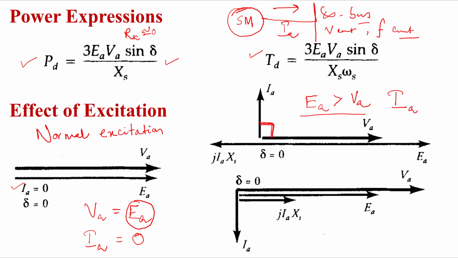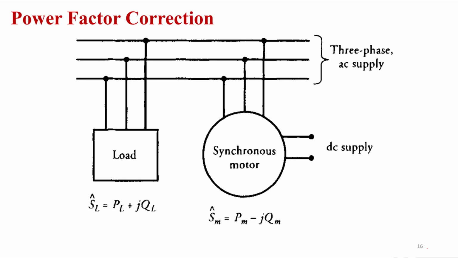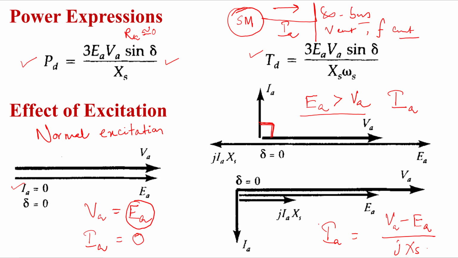If we write the equation, your IA is equal to VA minus EA divided by jXS, right? Okay, this is the equation. Now from this equation, we can find that IA will be leading VA. Let us say VA is the reference voltage, and we are considering here only the magnitude of VA and EA.